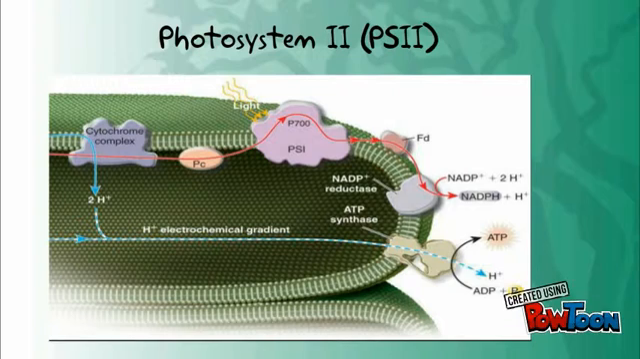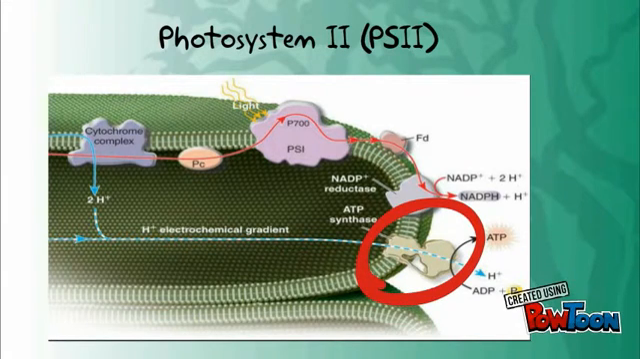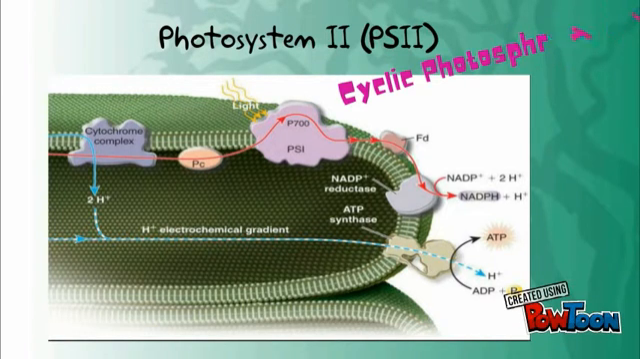When too many protons gather inside the thylakoid, they repel each other, so they want to get away from each other. And this happens through the ATP synthase, which uses their energy to add P to ADP, making ATP. This process is known as cyclic phosphorylation.